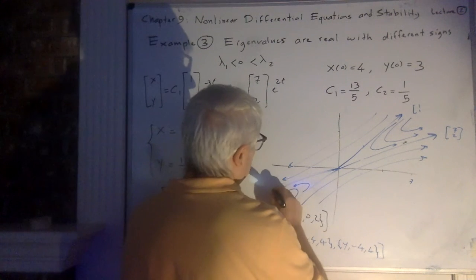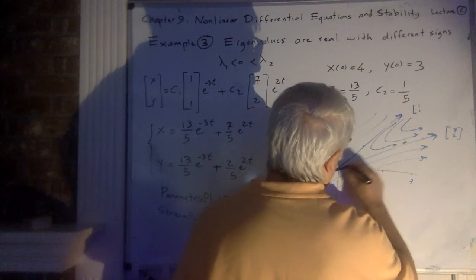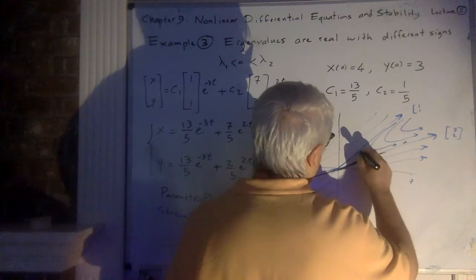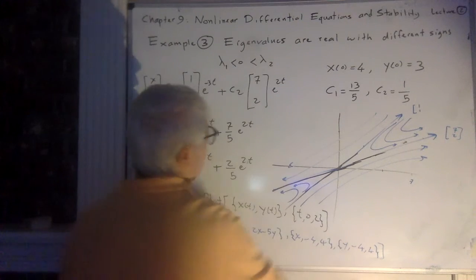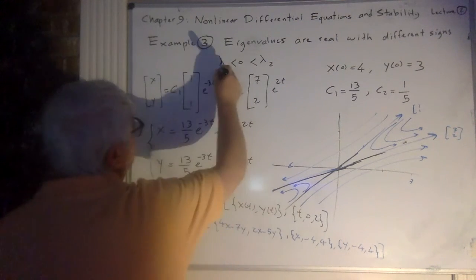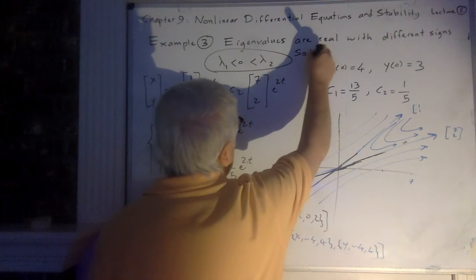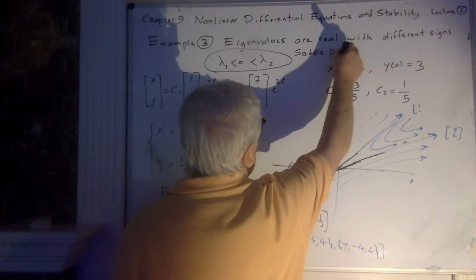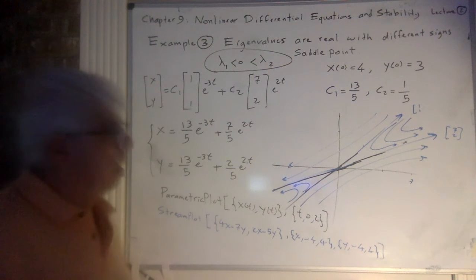And as I said, you can see that in general they are not convergent. So this is called a saddle point. So this situation is called a saddle. Okay.